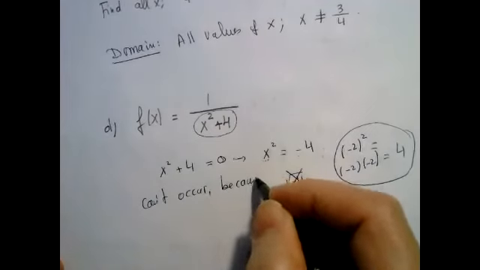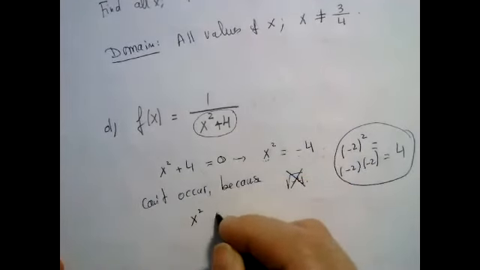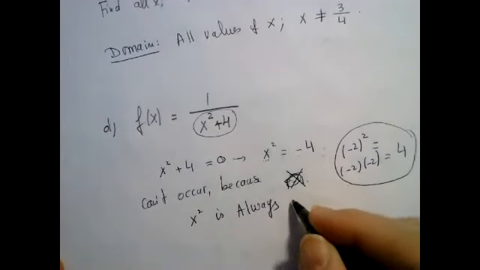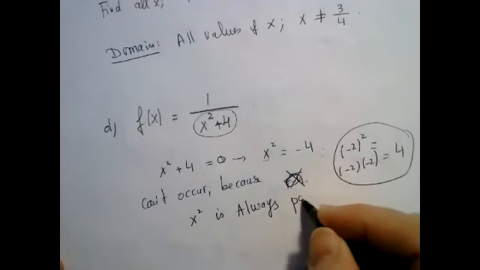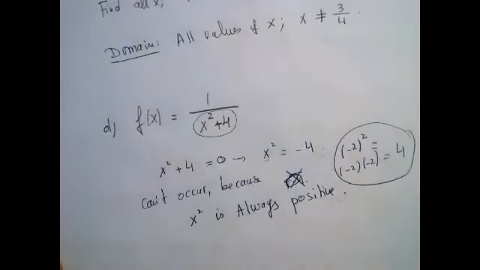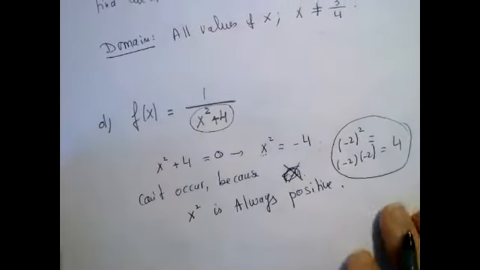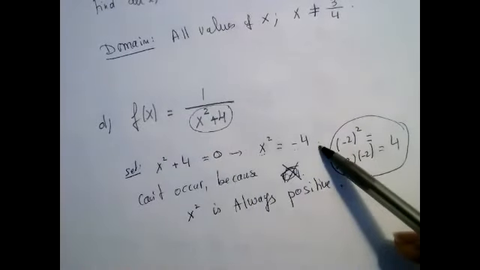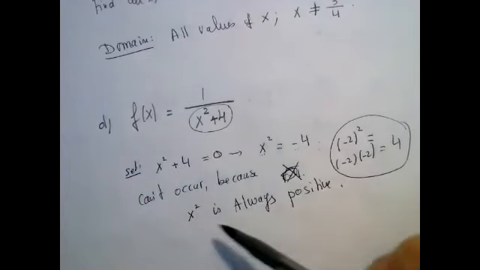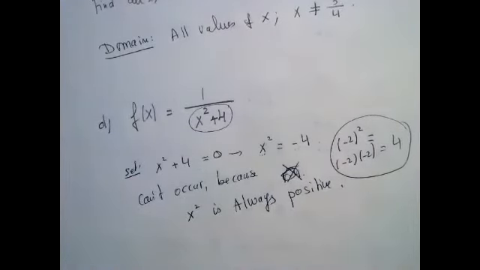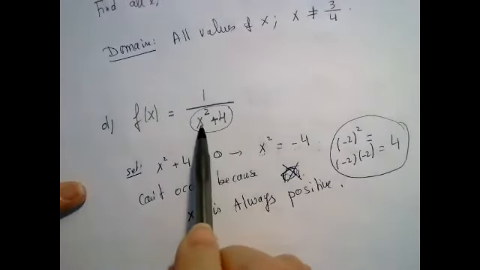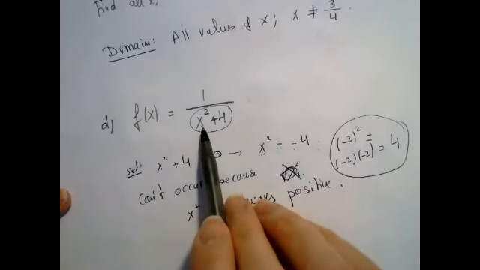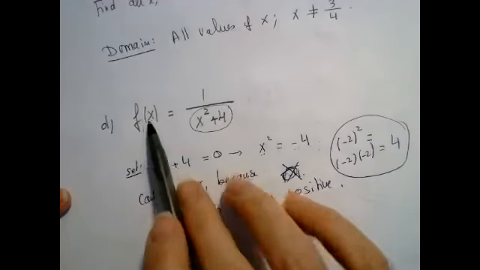Because x squared is always, what do you think I'm going to write? Positive. Because any number you square, you get a positive number. So suppose we set x squared plus 4 equal to 0, means x squared equal -4. It means this can never occur because x squared is always positive. So what does this tell me about the domain? Is there any value of x that makes the denominator 0? Nothing.